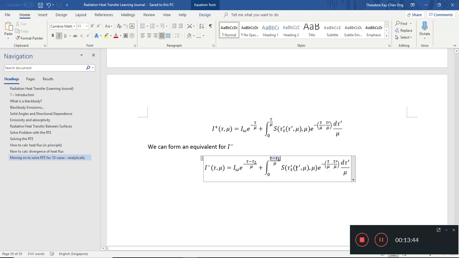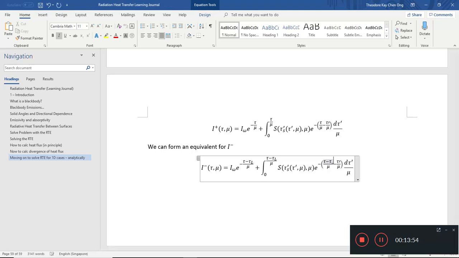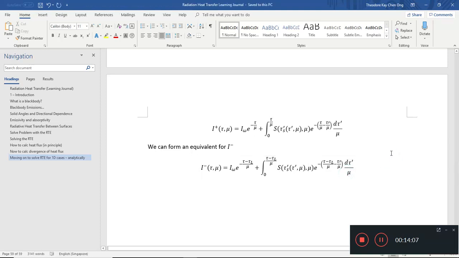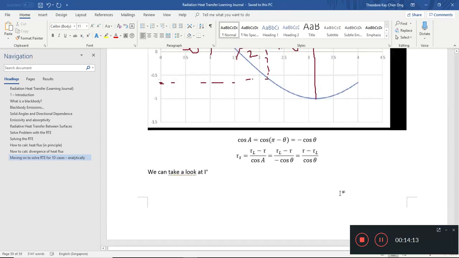Okay. So tau S is a function of tau prime and mu, which is fine. Tau minus tau L will be here. And tau prime, how do we deal with tau prime? And how do we deal with this d tau over mu? So, yeah, how do we deal with this d tau prime?